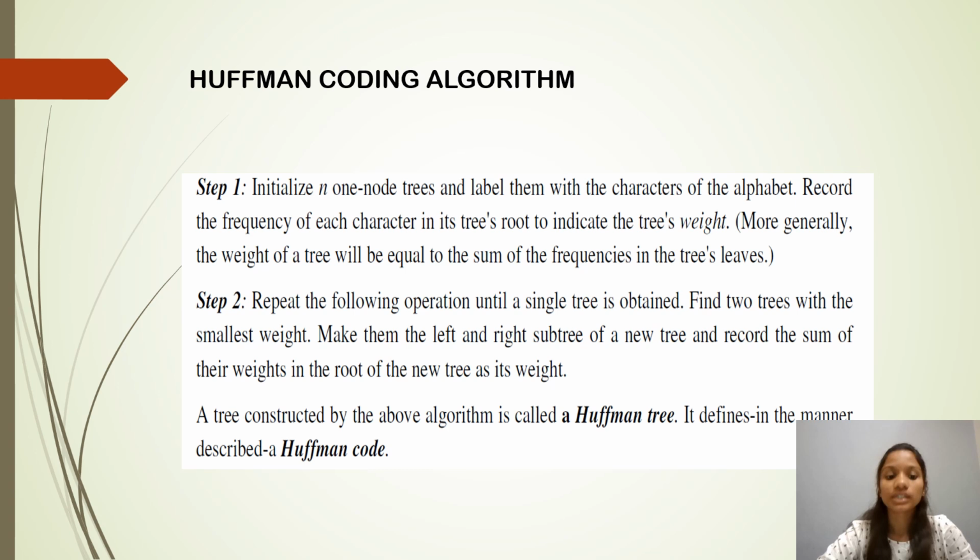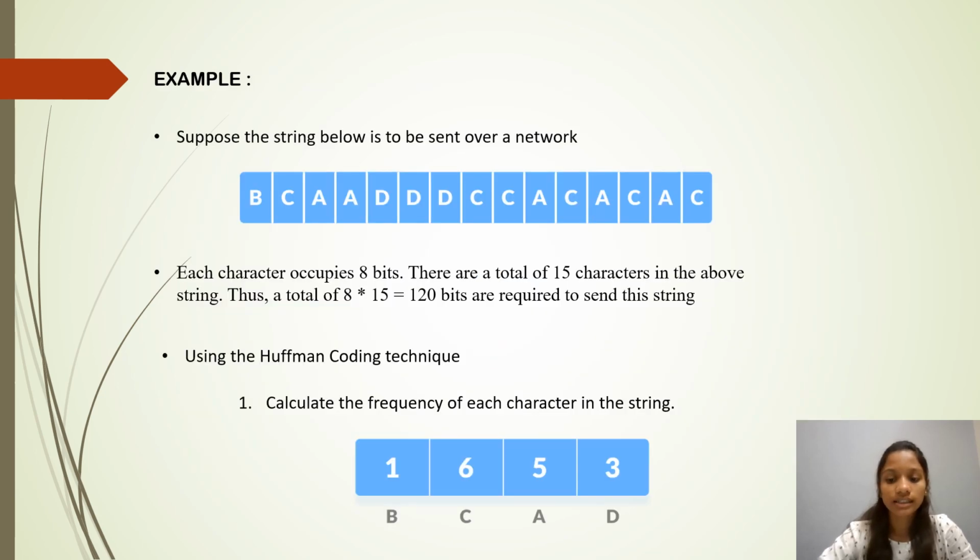Find two trees with the smallest weight. Make them the left and right subtree of a new tree and record the sum of their weights in the root of the new tree as its weight. A tree constructed by the above algorithm is called a Huffman tree. It defines the Huffman code in the manner described. Now let us discuss one example of how the Huffman code works.